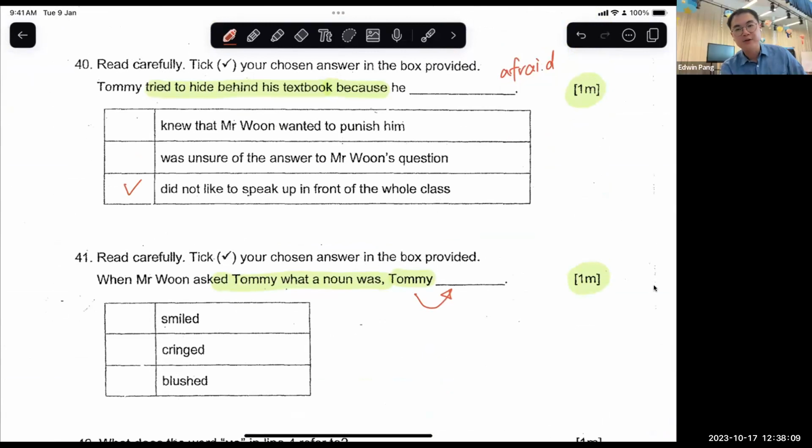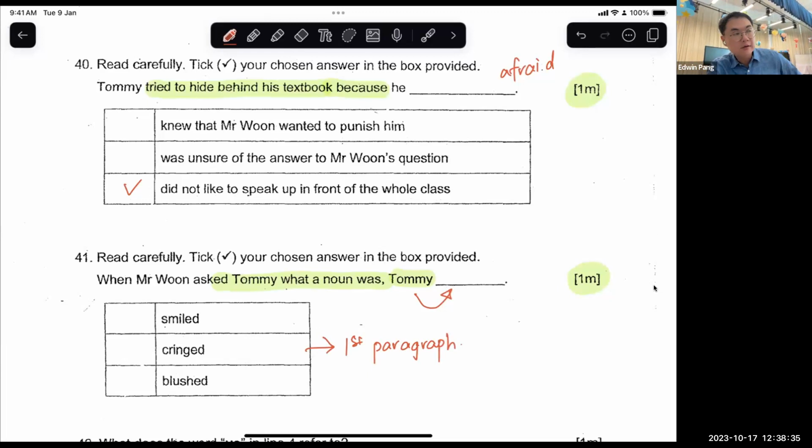Cringed? No, that's not correct. Cringe was the first paragraph, right? So that is what happened in the first paragraph. Write that down, huh? He cringed when Mr. Woon asked him the question, he cringed during the maths question, right? So that's not the correct answer. Let's see.